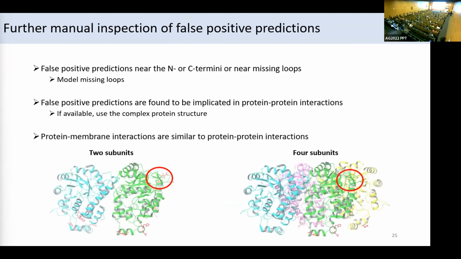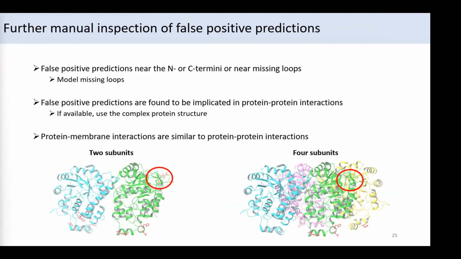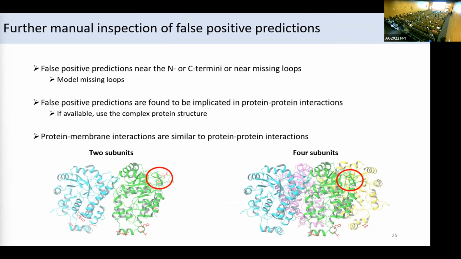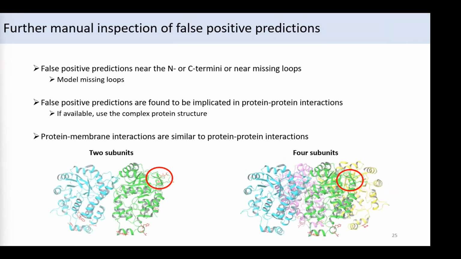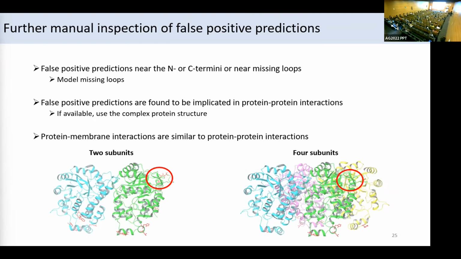Then we further manually inspected the false positive predictions, and we observed that many of them are implicated in protein-protein interactions. Thus, we assume that protein membrane interactions and protein-protein interactions are alike, at least in terms of maybe hydrophobic interactions.